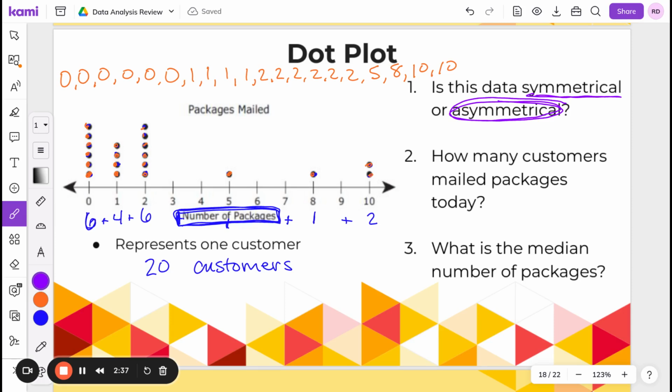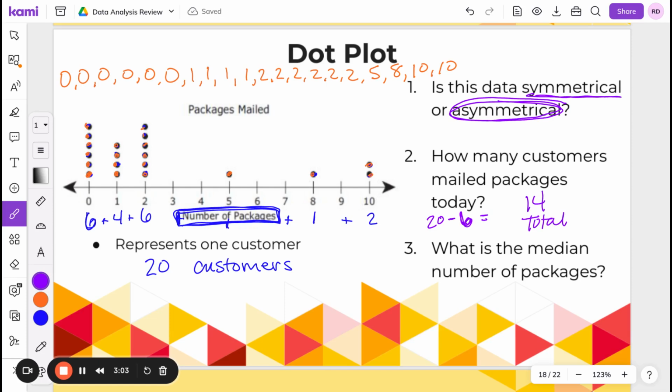Number 2 asks, how many customers mailed packages today? So each dot represents one customer. So 20 customers went in to mail a package, but the first 6 over here had 0 packages. So that means none of their packages made it into the mail. So if I have the 20 customers that went in minus the 6 that had 0, that means we have 14 total customers sending packages today.